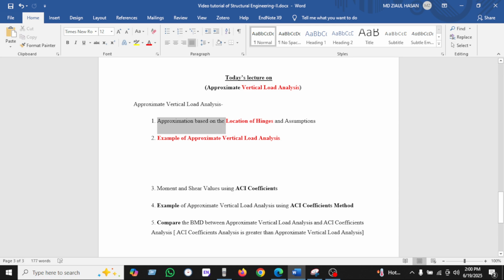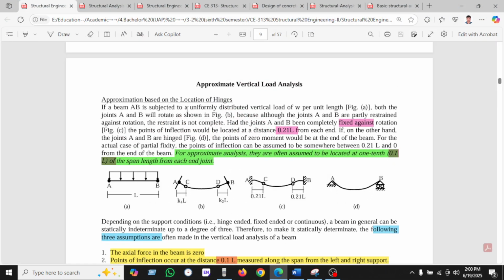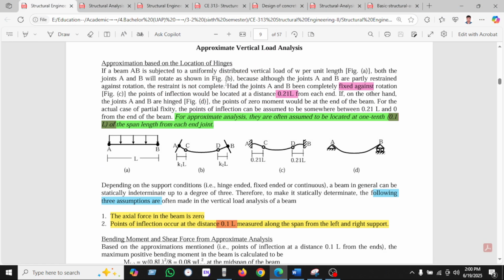The approximation based on the location of hinge and assumption. Okay, so I'm going to the slide. This slide or this handnote is made by Professor Dr. Iftekhar Anam sir, Professor, University of Asia Pacific, Dhaka, Bangladesh. So here is the approximate vertical analysis and approximation based on the location of the hinge.